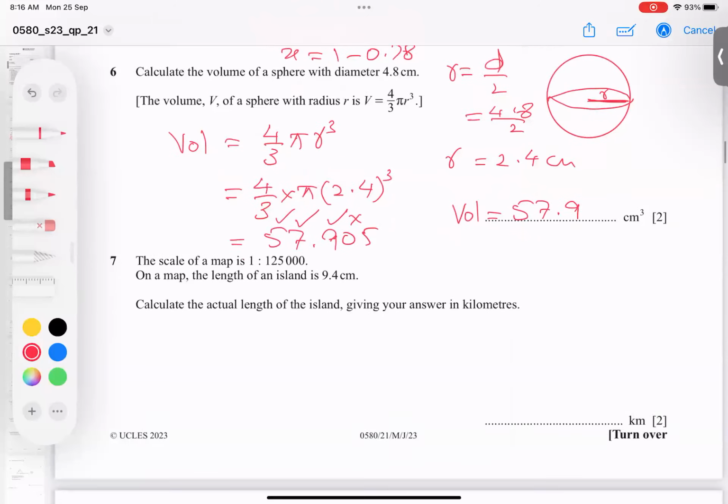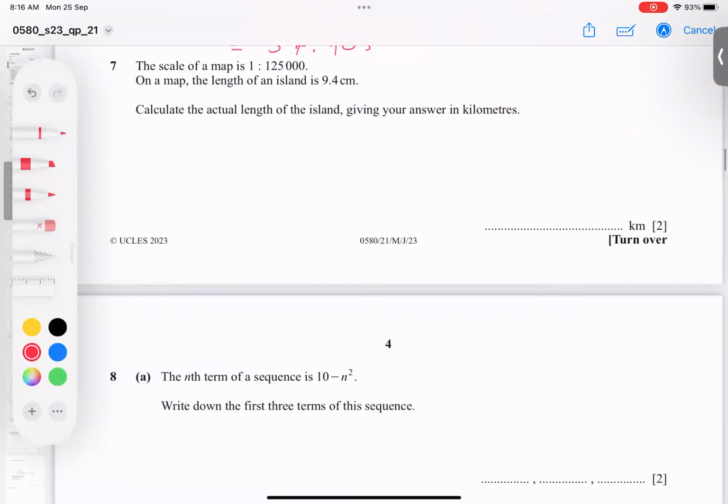I believe the point is very, very clear. And let's go for the next part. The next part is asking here, the scale of the map is 1:125,000. On the map, the length of the island is 9.4, and the actual length we need to find.